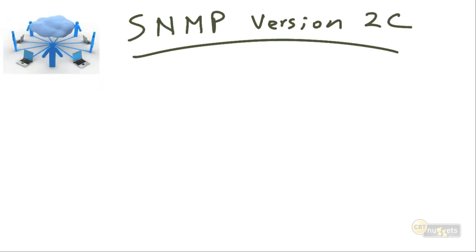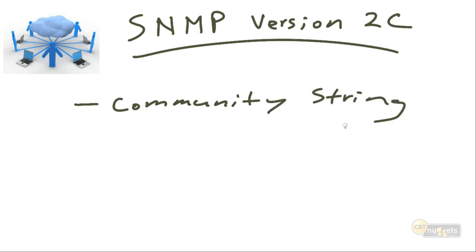Now, the next major version of Simple Network Management Protocol that came along was version 2C. And version 2C tried to introduce some security. They came up with the idea of a community string in order to protect the SNMP protocol. But this was a failure from a security perspective. Why? Because the community string is nothing more than a clear text password.